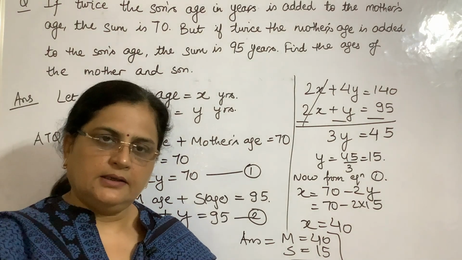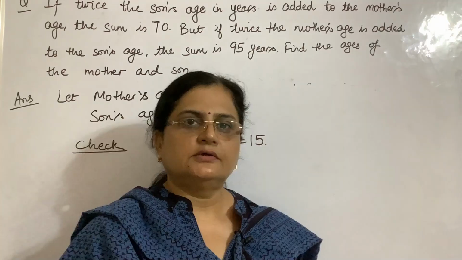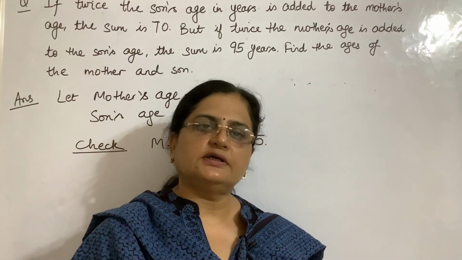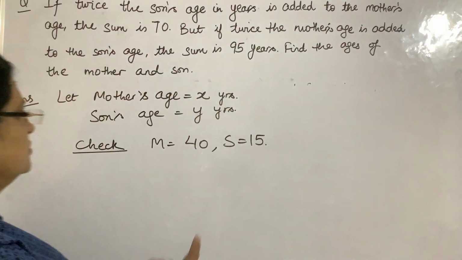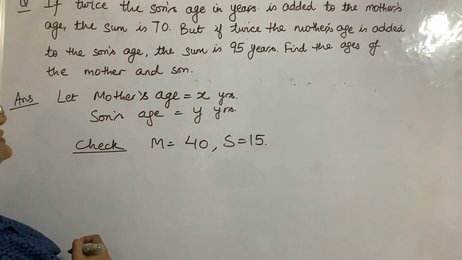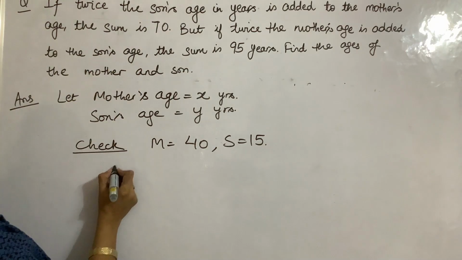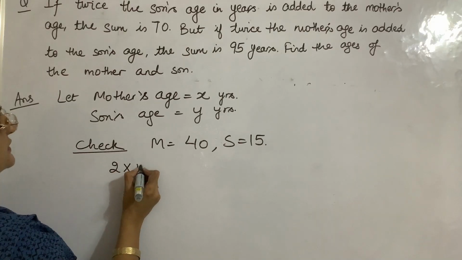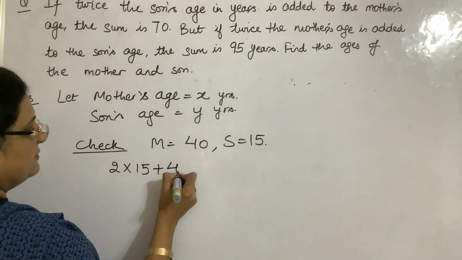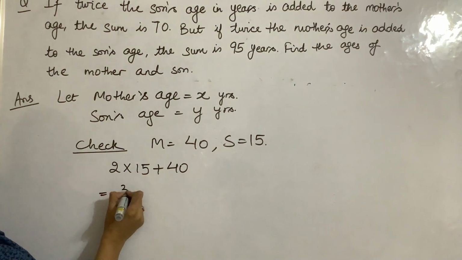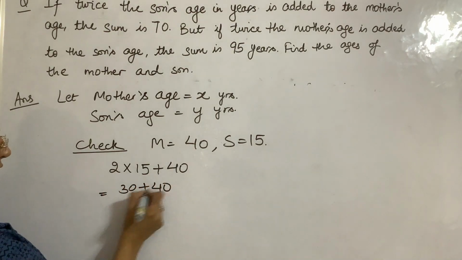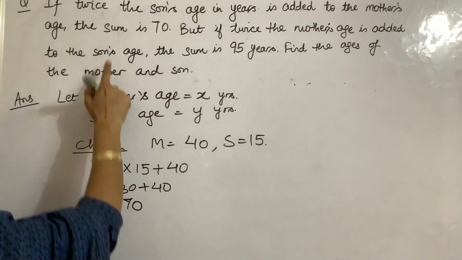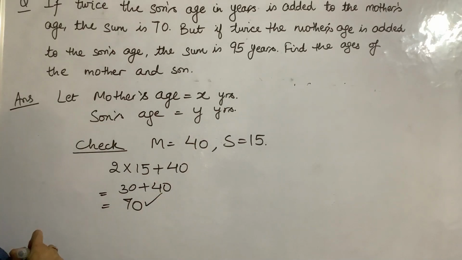Okay. Let us now check. So let us quickly check whether we have got the correct answer or not. The mother's age is 40 and the son's age is 15. So according to the question, if twice the son's age is added to the mother's age, what do we get? 30 plus 40, which is equal to 70. The sum is 70. Correct.